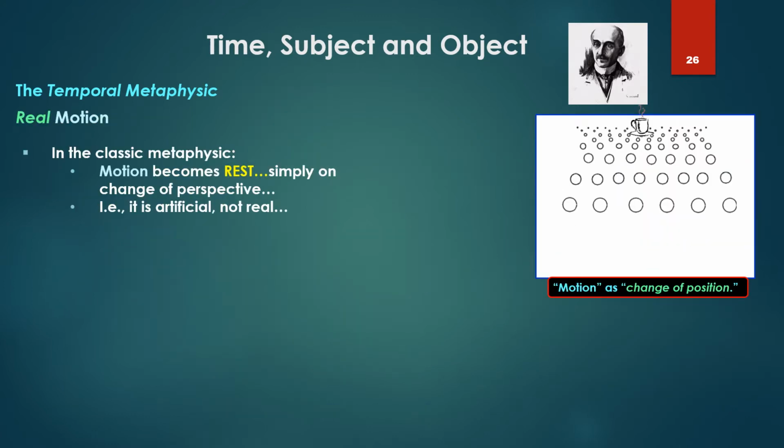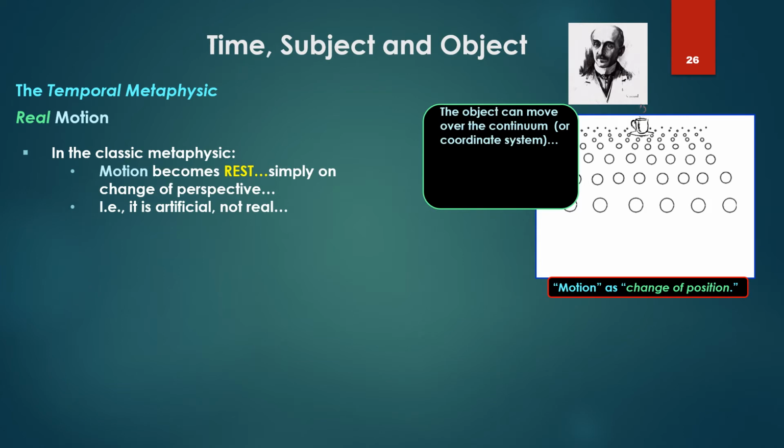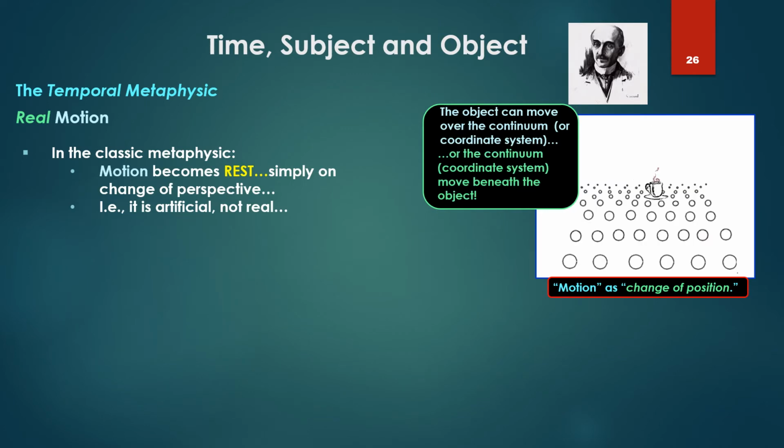So in the classic metaphysic, and we said relativity was the logical extension of this, motion becomes rest, simply on change of perspective. That is, it's artificial, not real. We can take the object, it can move across the continuum or the coordinate system, or the coordinate system can move beneath the object. That is true. This is what we have when we treat motion as simply a change of position, a change of moving from point to point to point. But all motion cannot be relative. There must be real motion.